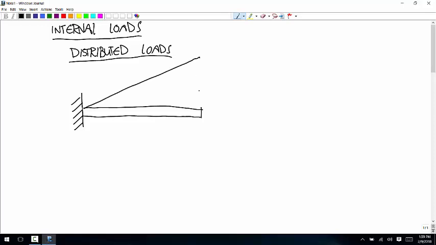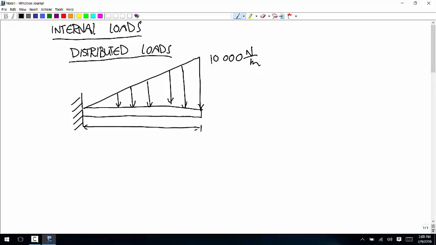instead of the loads being applied just at a single point, you could have something like this, where the load is spread out and distributed in some prescribed way. So here, let's say that we have 10,000 newtons per meter. And what this means is there is not a finite point force applied by this distributed load at any point.